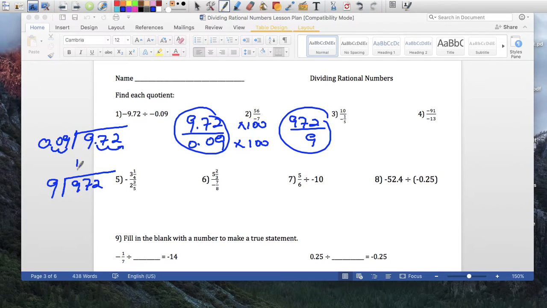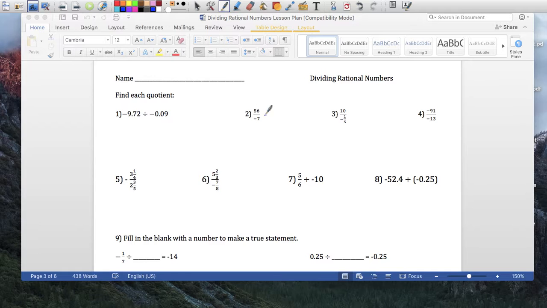9 goes into 9 one time, so it's 9. Bring the 7 down. Can 9 go into 7? No, it goes into 7 0 times. Bring the 2 down, and 9 can go into 72 8 times, which is 9 times 8, 72. And I get a 108. So it's a negative divided by a negative, so I'm definitely going to get a positive, and positive 108. This one's easy, right? It's a positive divided by a negative, so it's a negative. 56 divided by 7 is 8.